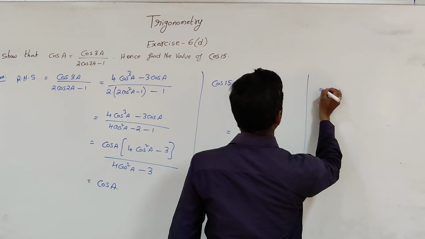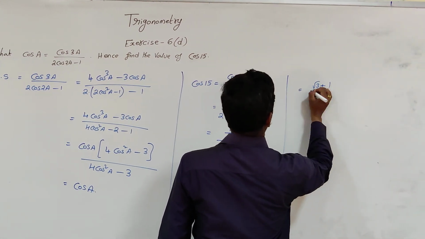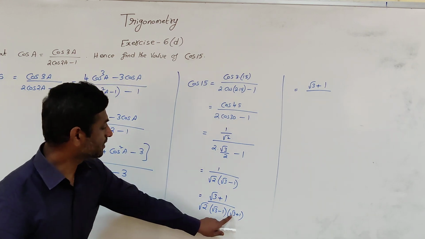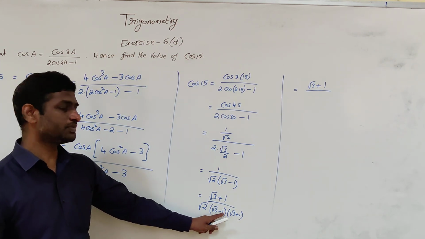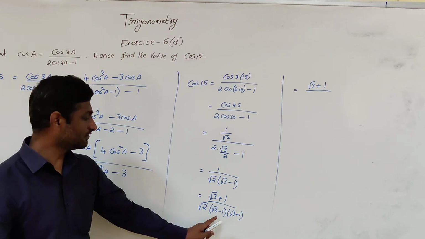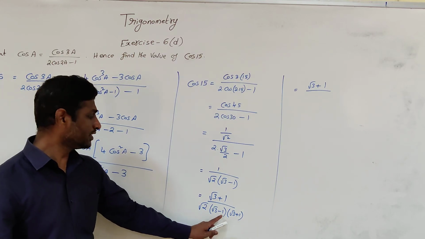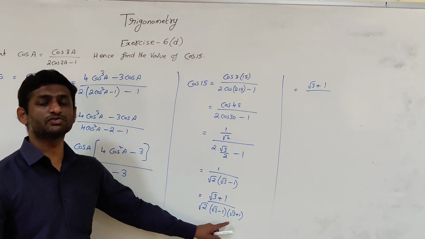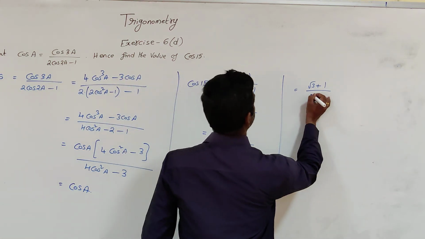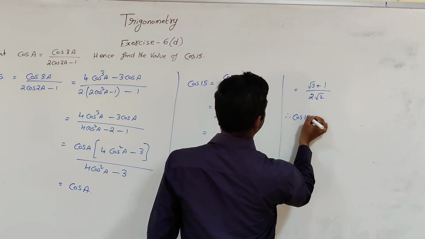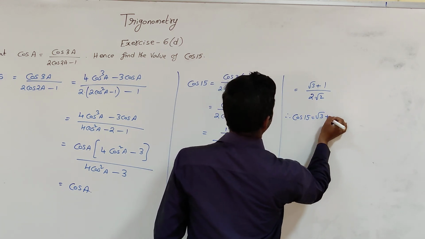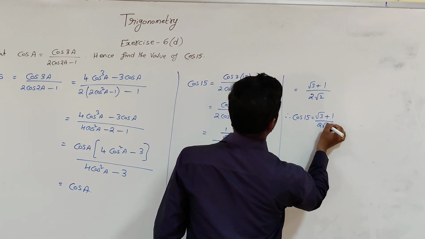And that gives root 3 plus 1 by root 3 minus 1 into root 3 plus 1, which will be in the form of a minus b into a plus b. So that will be a square minus b square, root 3 whole square minus 1, that will be 3 minus 1, 2. So 2 root 2. So therefore cos 15 will be root 3 plus 1 by 2 root 2.